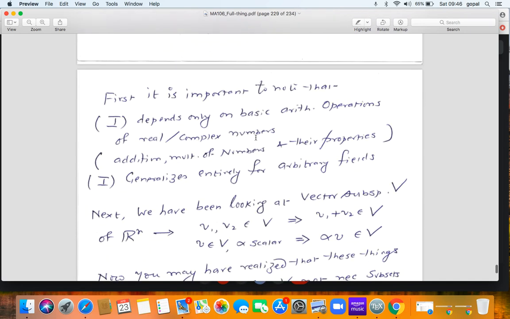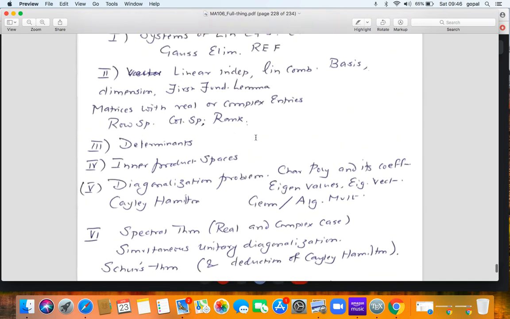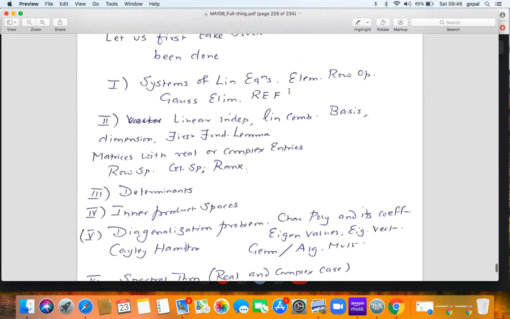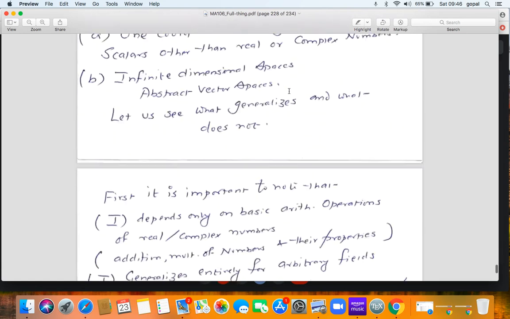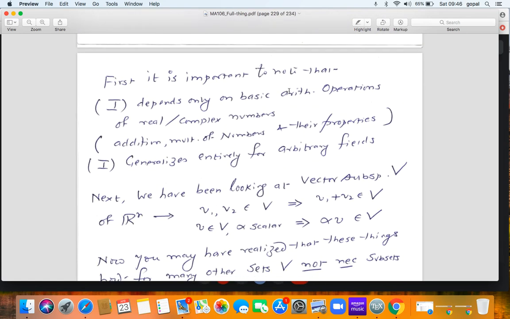First, it is important to know that Gauss elimination, row operations, etc., only depend on the fact that one can perform arithmetic operations of addition, subtraction, multiplication, and division, and it has nothing to do with real numbers or complex numbers per se. One could do it over any field. So this generalizes to an arbitrary field.